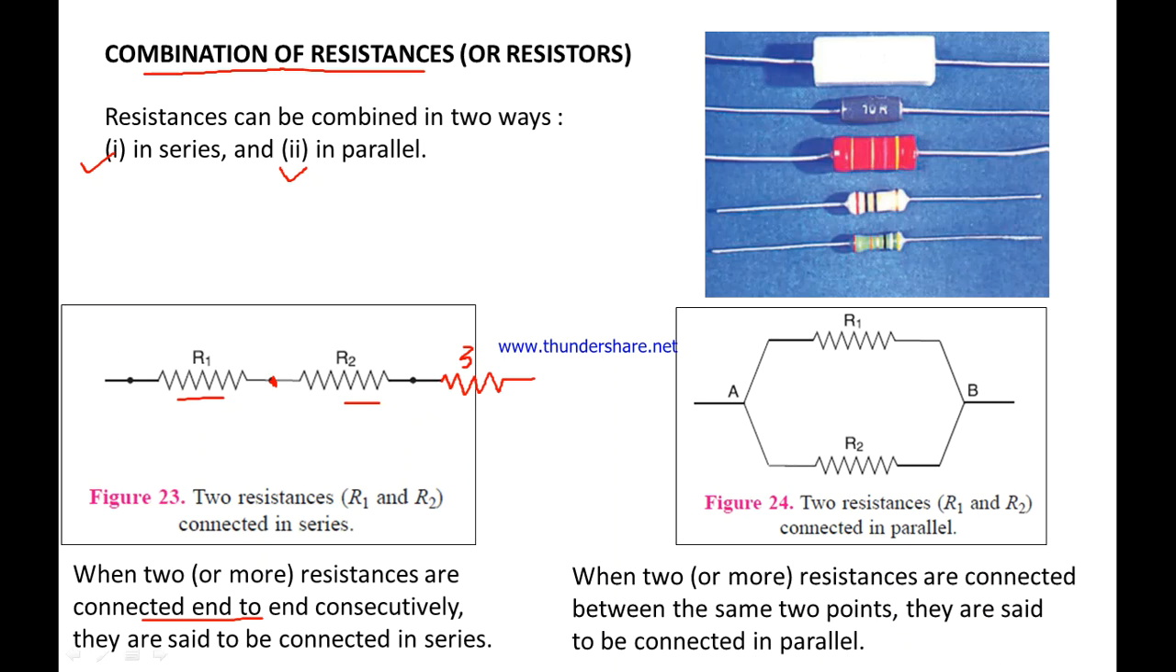Now come to the second one, that is parallel. A parallel connection is shown here, where here is the resistance R1, and here is R2. When two or more resistances are connected between the same two points, they are said to be connected in parallel. So this is the first end of resistance 1, and this is also the end of resistance 2. If they are connected with a common point at A and the other two ends are connected to a common point at B, then such a type of connection is known as the parallel connection.